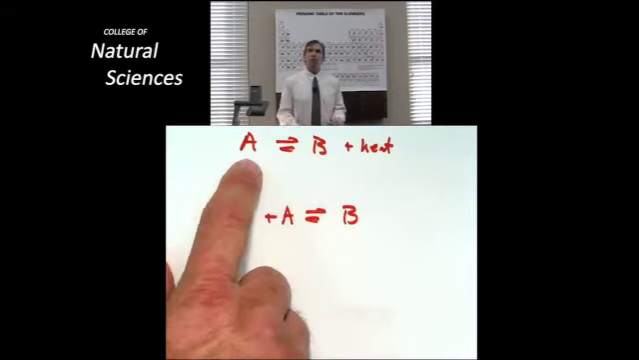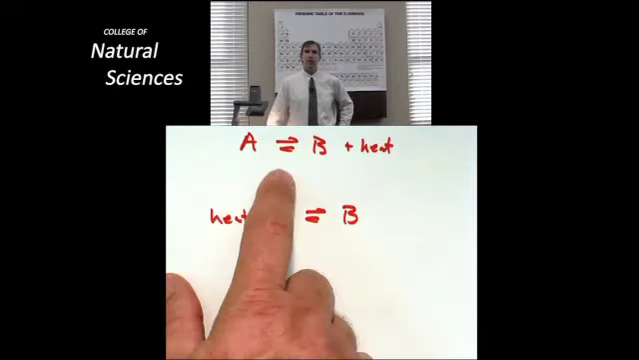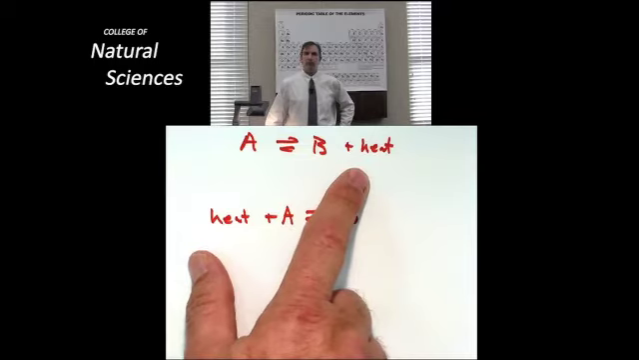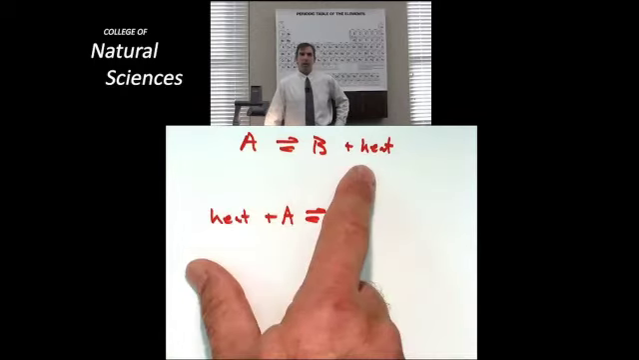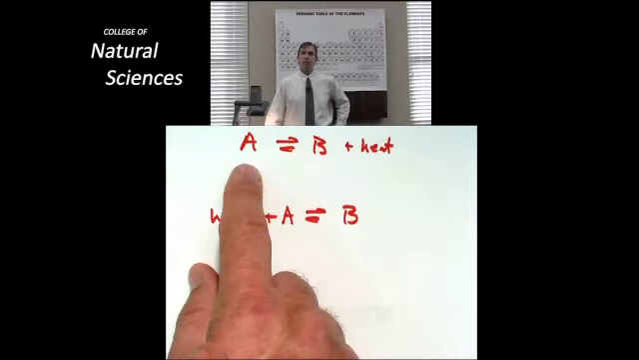Suppose I cool this system down. I pour liquid nitrogen on it. The system says, wow, that is cold. I don't like that. I'm going to shift to the right away from it to get hotter. And when that happens, I make more B than A, and as a consequence, K gets larger.